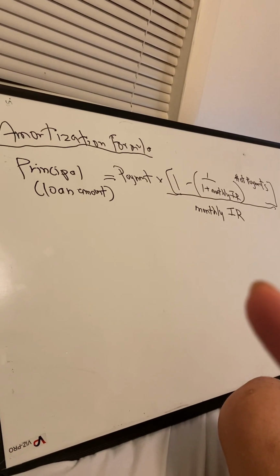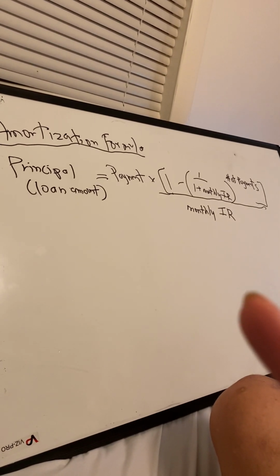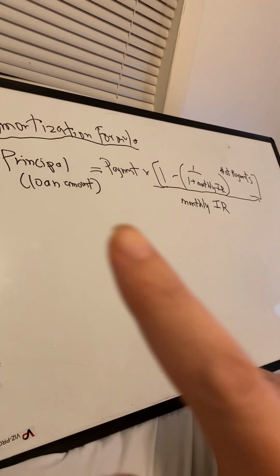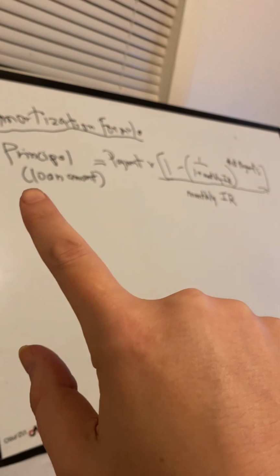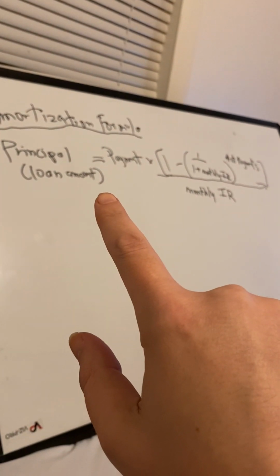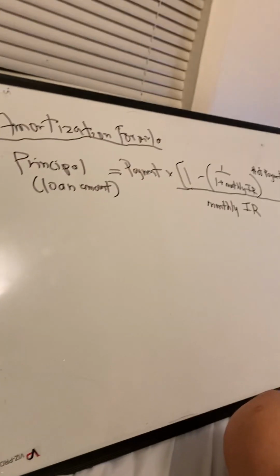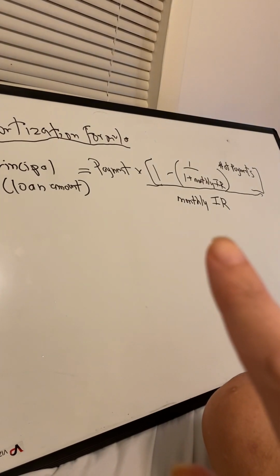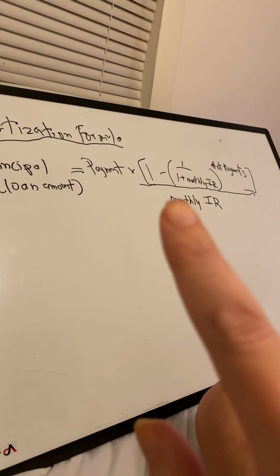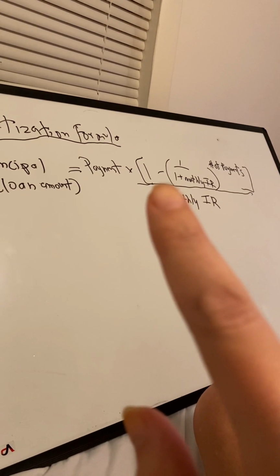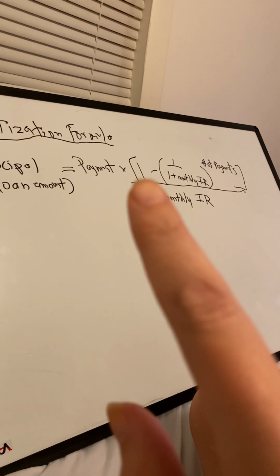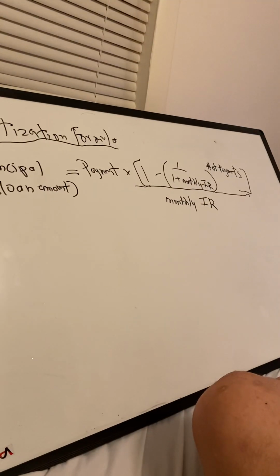Okay, this is our amortization formula. Looks very complicated. Like I said, looks are deceiving. Okay, so principal, and that's just the total loan amount you're going to get. And it's equal to the payment times, and in parentheses, this is where it looks complicated. It's going to be, well, actually in brackets, because we're going to have a parenthesis inside the bracket.